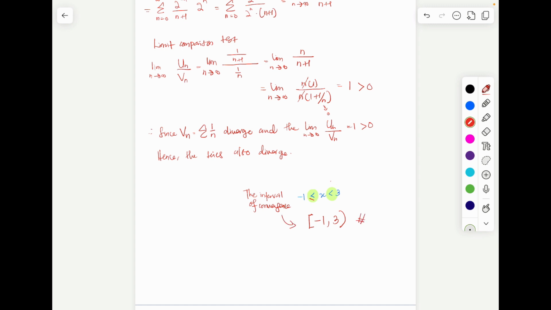So what about the interval of divergence? You can find out by just looking at this interval of convergence, which is the other way around. So the interval of divergence can be from -infinity to -1, and 3 included, 3 to infinity. But the question just asks for the interval of convergence, which is this one.